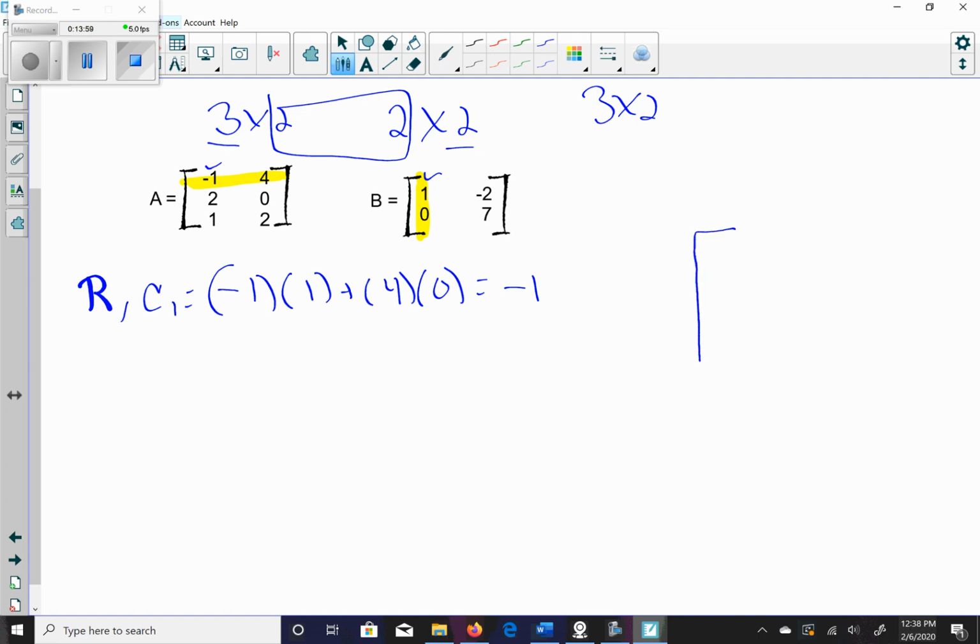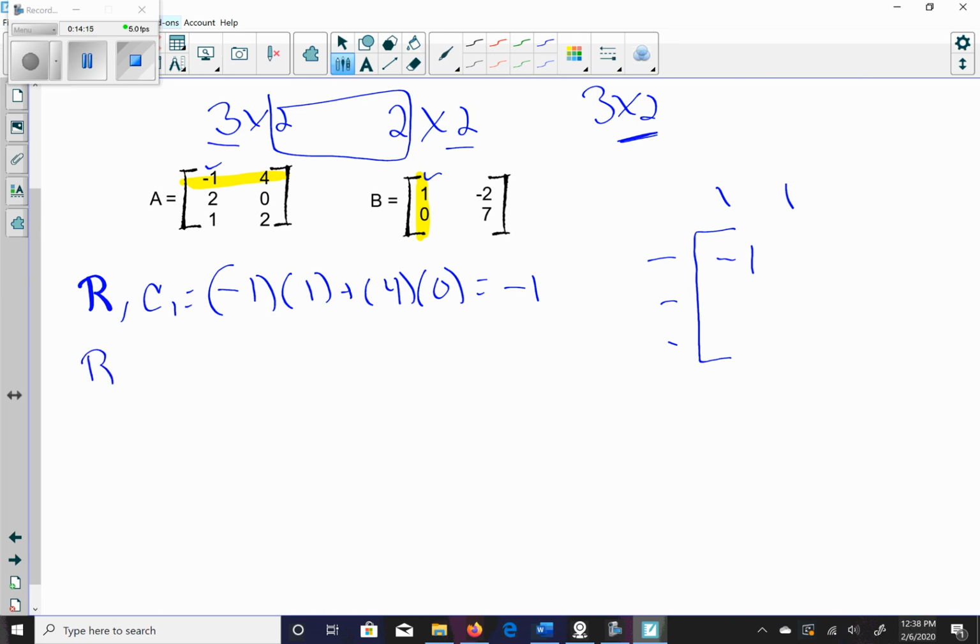So over here will be my answer matrix. I'm going to have 3 rows and 2 columns because that's what I figured out here. So row 1, column 1 is going to be a negative 1. Now I'm going to stick with row 1.